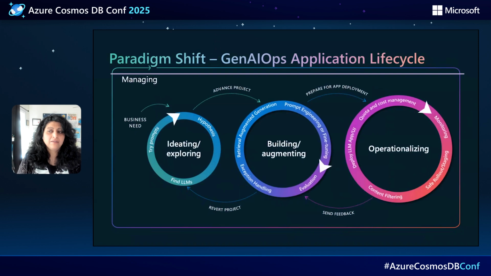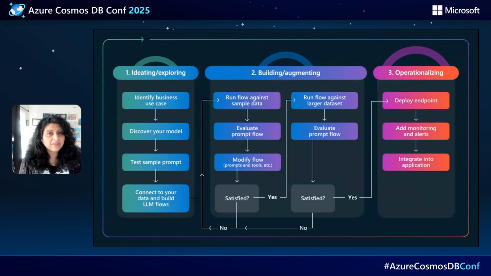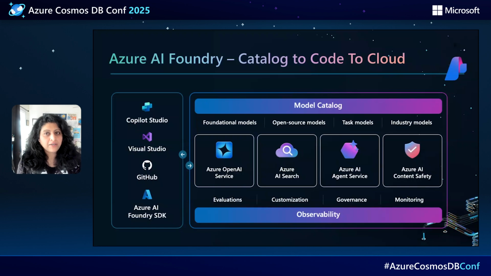And when we're ready, we move to the final stage of operationalization, where we make this chat AI hosted and available as an API endpoint that can be accessed by real-world apps. But if you look under the covers, there's a lot that's happening. How do we do all of this? This is where Azure AI Foundry can help.